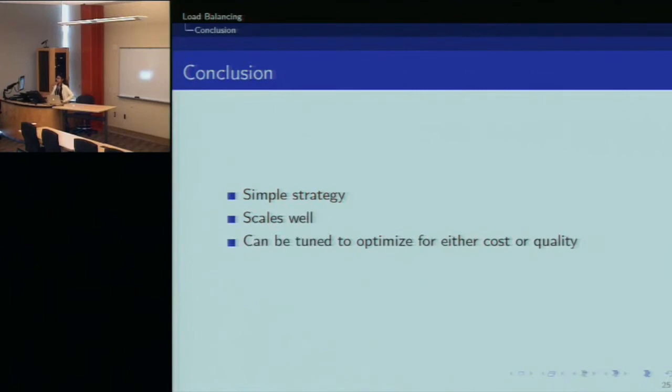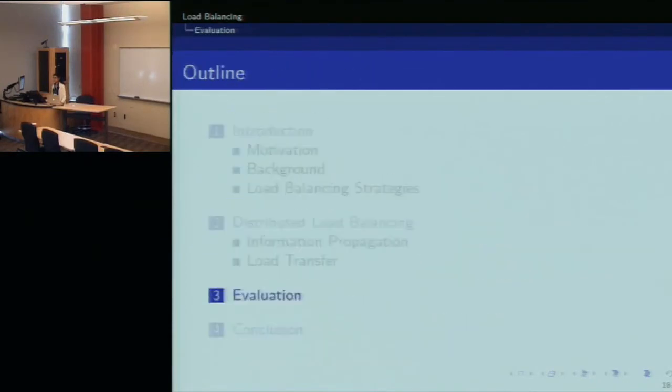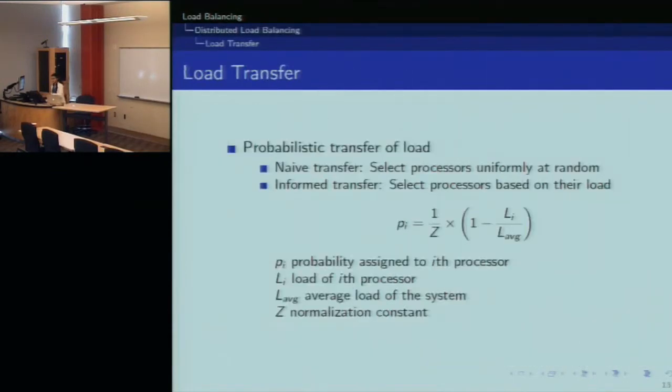information to propagate it. And you describe how, once you have the rounds done, how you decide who to send work to? Yes. So based on load of the system. This is the probabilistic transfer. The informed strategy is so you randomly sample from the list of underloaded processes you have based on the probability, and probability, in this case, is inversely proportional to the load.